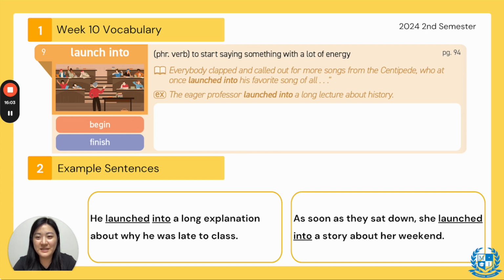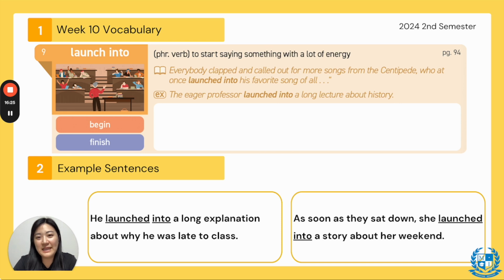Number 9, everyone say launch into. Launch into. The synonym is begin and the antonym is finish. It is a phrasal verb because it has 2 words here. And it means to start saying something with a lot of energy. Launch into can also just mean to start, but here we're trying to say starting to say something.